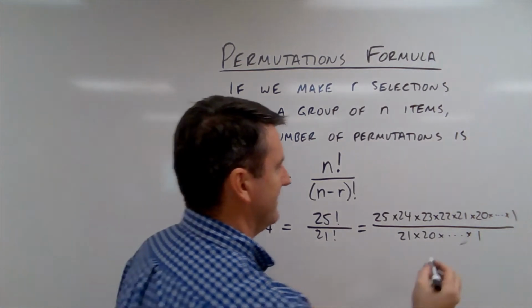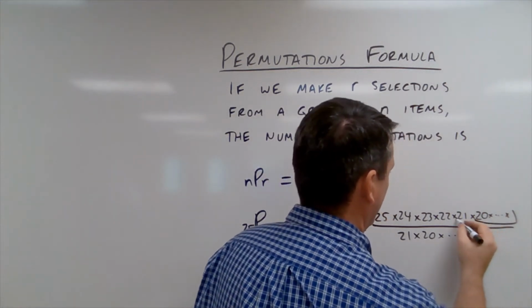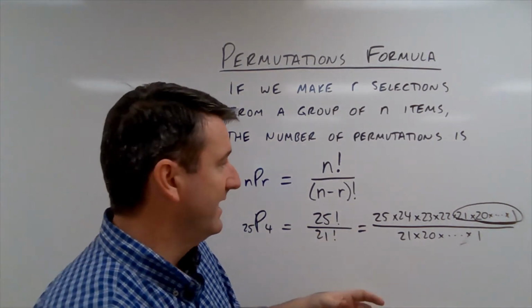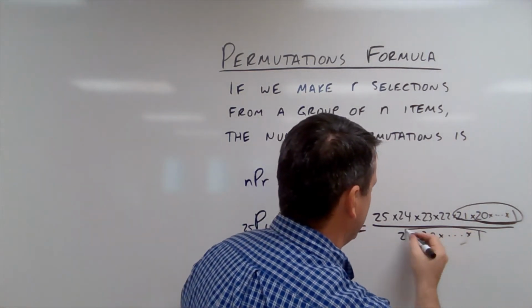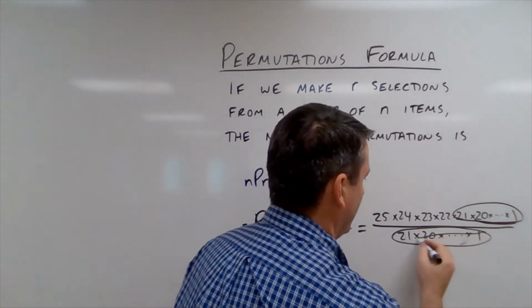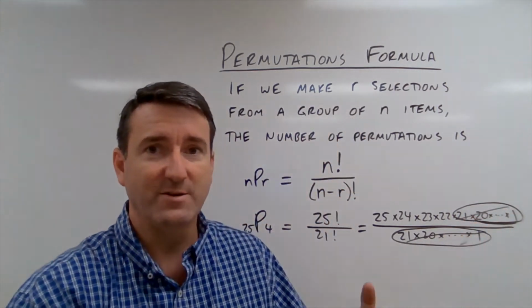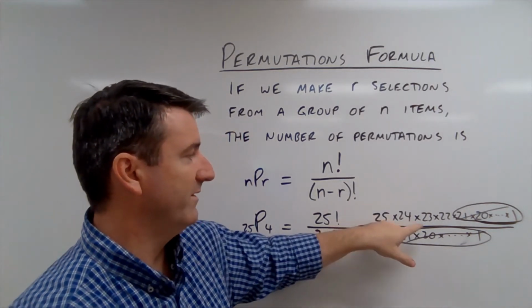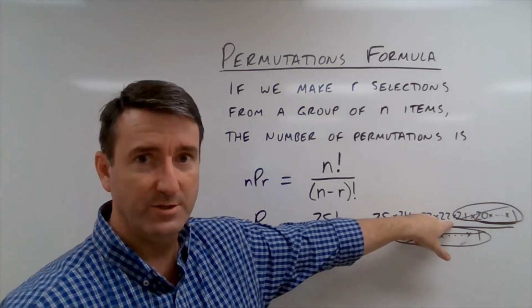And notice that this part, the 21 times 20 times 19 times 18, etc., is the same as the denominator here. So we can actually cancel these. These are going to divide to 1. And all we're going to be left with is 25 times 24 times 23 times 22.